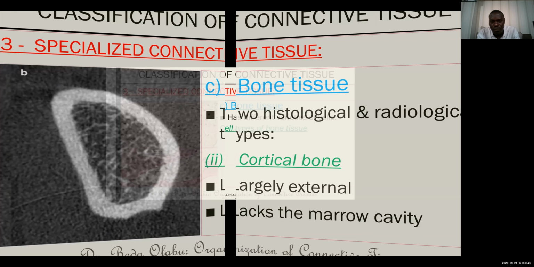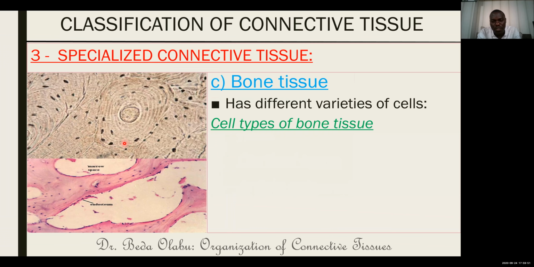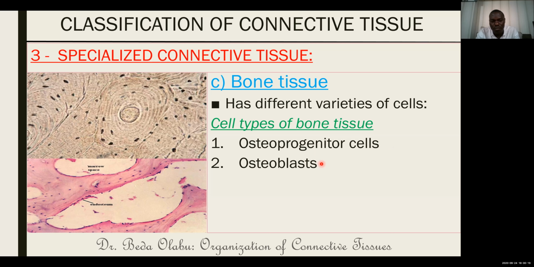What are the cell types in bone tissue? There are about 5 cell types in bone tissue. We have what you call osteoprogenitor cells. These cells are bone stem cells. They give rise to the other cell types. They are therefore important for regeneration. So osteoprogenitor cells give rise to osteoblasts in particular.